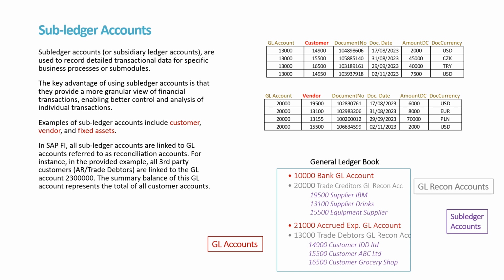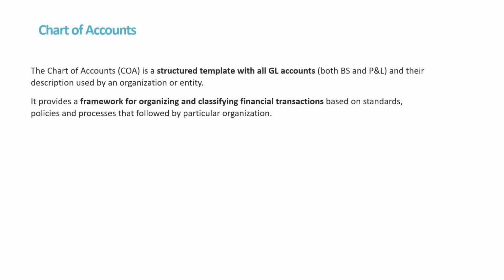In the picture below, you can see an illustrative example of how this arrangement works for both customer subledger accounts and supplier accounts. The chart of accounts serves as a structured template that includes all GL accounts from both balance sheet and profit and loss, along with their corresponding parameters and descriptions.